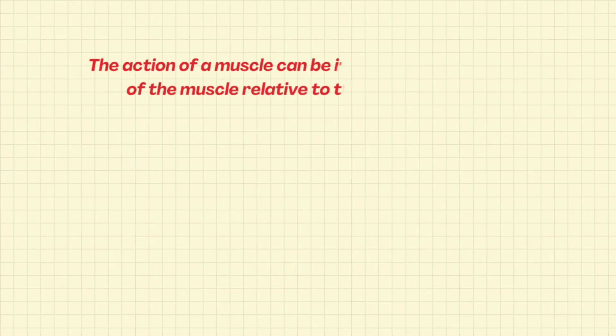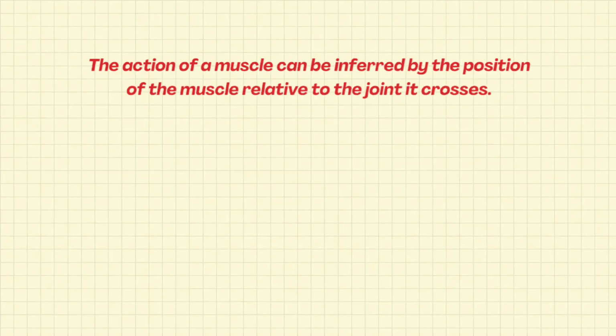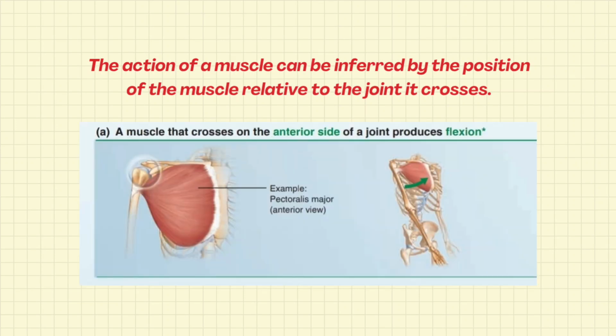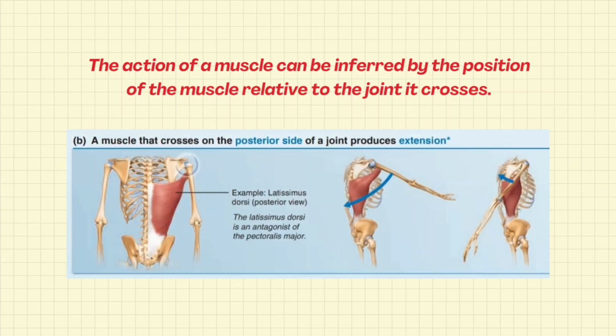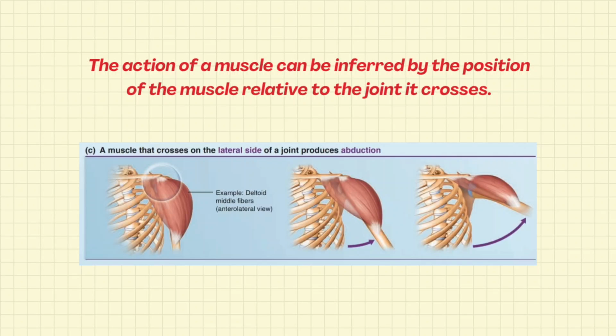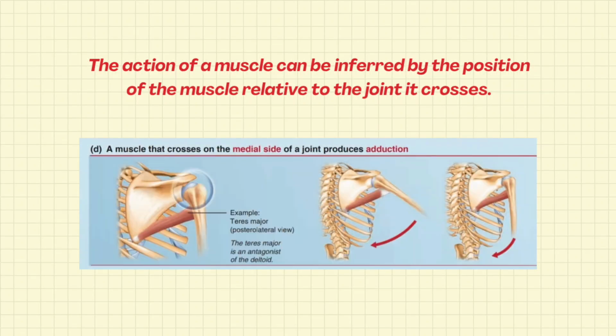The action of a muscle depends on the position of the muscle relative to the joint. For example, the anterior side of a joint produces flexion. The posterior side of the joint produces extension. The lateral side of a joint produces abduction, and the medial side of a joint produces adduction.